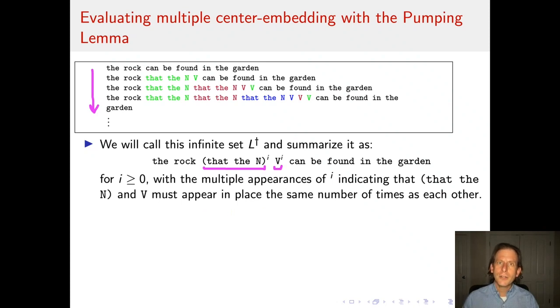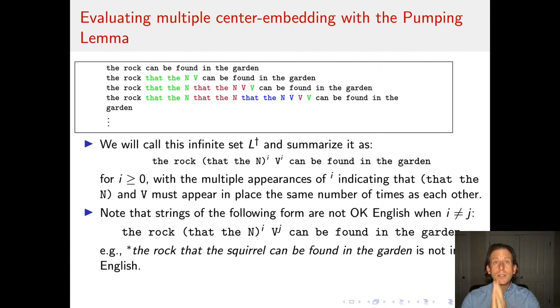We haven't introduced that formal notation yet, but to explain what I mean, for any i greater than or equal to 0, the number of "that the n" repetitions that occurs here has to be the same as the number of v repetitions that occurs here. They have to appear in that position and consecutively with each other. So all the "that the n"s would occur before any of the v's occur. That has to happen the same number of times as each other. So the number of "that the n"s has to match the number of v's.